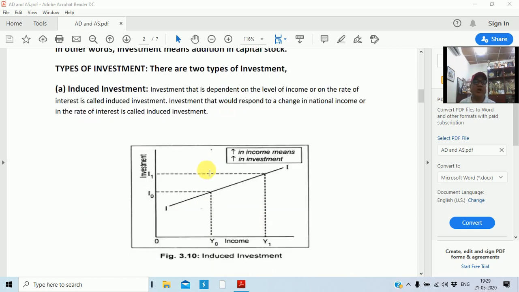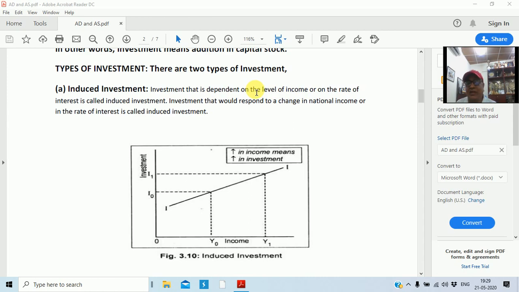Now investment is of two types. First is called induced investment. This you will find with the enterprises. There are different enterprises in the economy. You have private enterprises, you have public enterprises. Now, when they go for investment, what do they look into? They look into the income. They look into the expected return. And if they find there is more income, or they look into the rate of interest. If they find there is a lower rate of interest, so they are getting the benefit, they will go for more investment. So this is the investment which depends on the level of income.